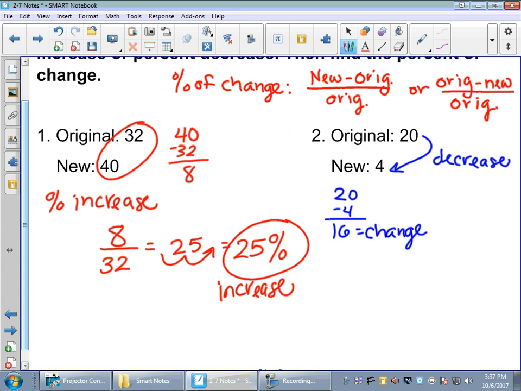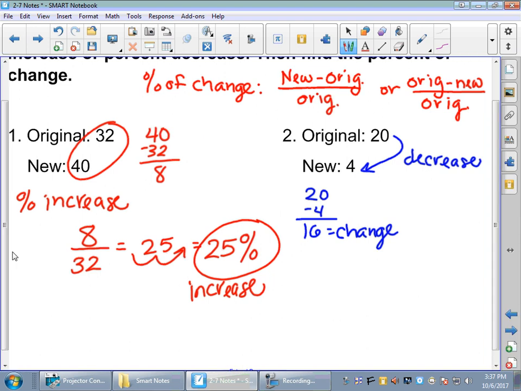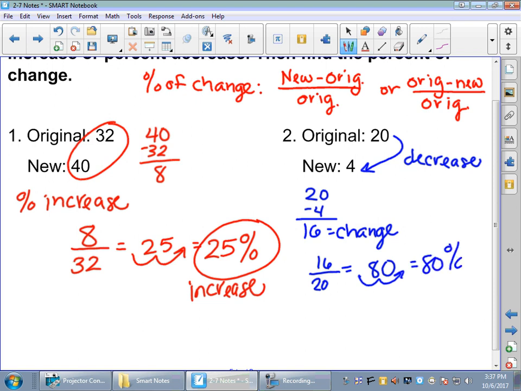I'm not looking for the amount of change, I'm looking for the percent of change. So to figure that out, we take the amount of change, 16, over the original amount, which is 20. Divide that out, 16 divided by 20 is 0.80 as a decimal, and then move it 2 places to the right, and that would be an 80% decrease. So if you think about it, if you go to the store and something's priced $20 and now it's priced $4, it's like it's 80% off.